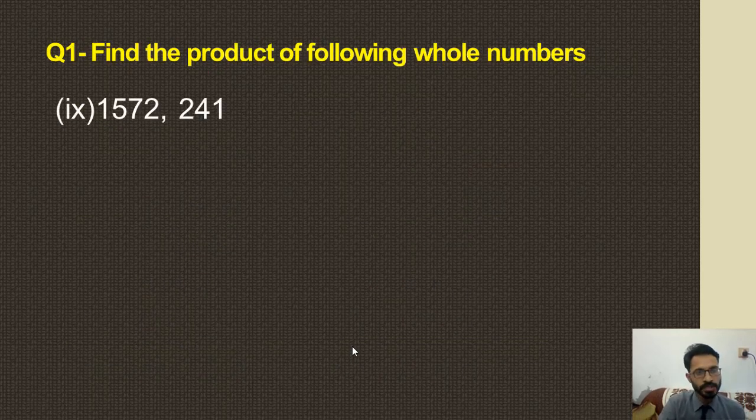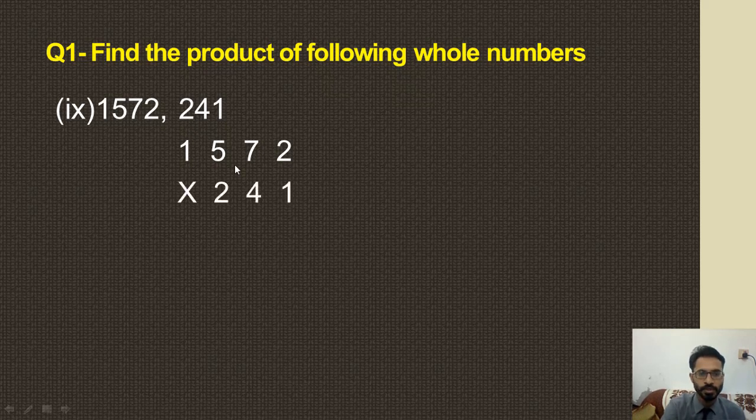Similarly, next question, next part. The first whole number is 1572 and the second whole number is 241. In the first row we will write the greater number. In the second row, first we put the multiplication sign, and then 1 will be written under 2, 4 will be written under 7, and similarly 2 will be written under 5.